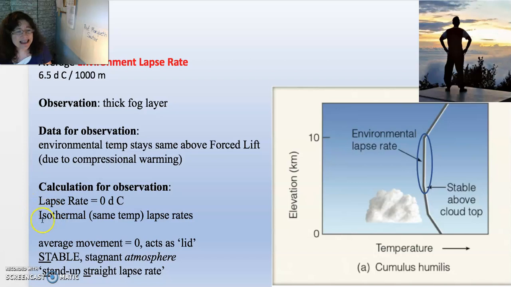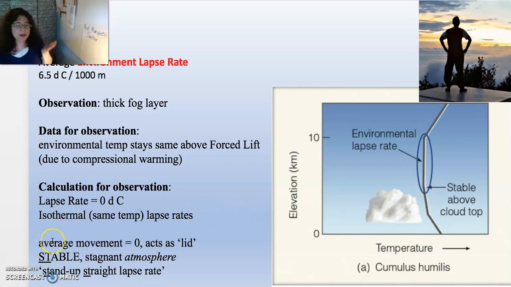Isothermal meaning same, iso, like in equivalence, like isometric exercises, you're moving the same amount. Isothermal, the same temperature. So as we go up in altitude, the environment or the air maintains the same temperature. Why would this happen? We'll get into that in a second, but it does put a lid on thicker clouds that have condensed in an atmosphere that allowed for a bit of a rise.